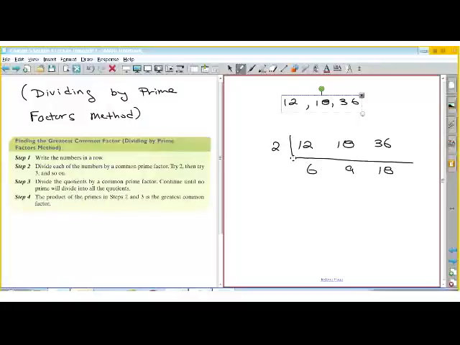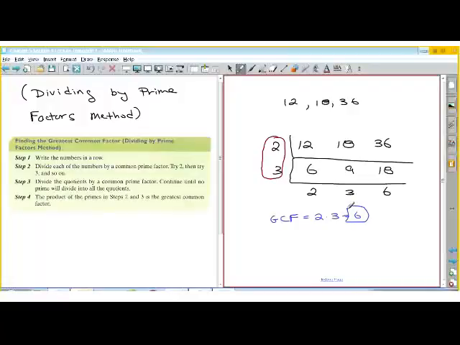So then I go to the next larger prime number, which is 3. And you can divide each one of these by 3. So 6 divided by 3 is 2, 9 divided by 3 is 3, and 18 divided by 3 is 6. Okay, and then you ask the question, can I divide? 2's already been used. 3, I can't divide 2 by 3, so I'm done. There's no common factor, so I just take these 2 numbers. And so the greatest common factor is just 2 times 3, which is 6.